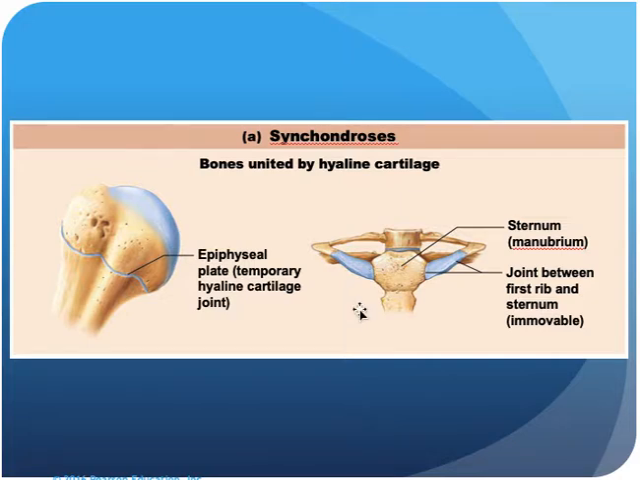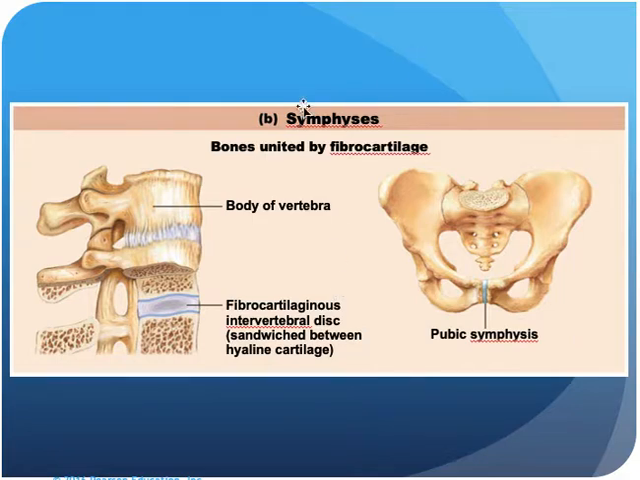So here's my picture of my synchondrosis, and again, I'm using hyaline cartilage for this one, so I can see my epiphyseal plate where my bone is still growing, and I can see my costal cartilage. And then I get to my symphysis, and these ones are going to be, again, fibrocartilage, so my discs in between my vertebrae, and then we have that pubic symphysis, which is going to unite those pelvic bones in the anterior part.